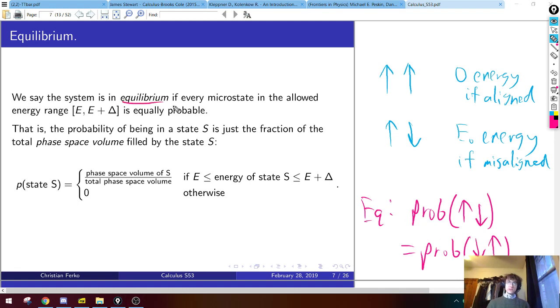Why is that? Because equilibrium just means that all of the microstates with the same energy are equally probable, and we said that it's energy E0 to be misaligned. So the 2 possible states that are misaligned are equally likely. They both have probability 1/2 if we're in equilibrium.